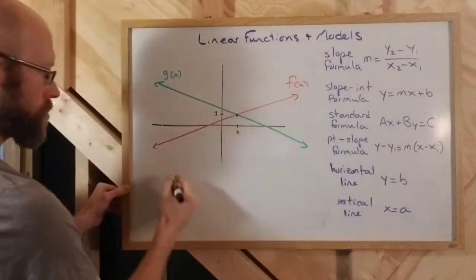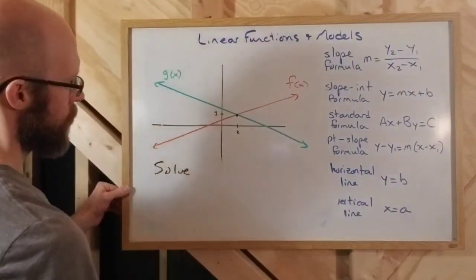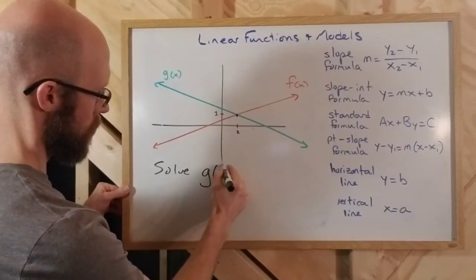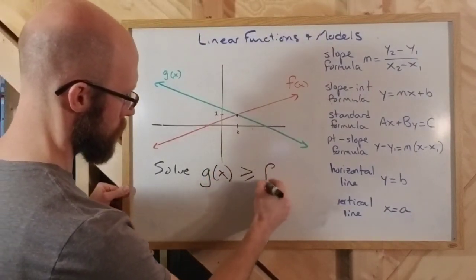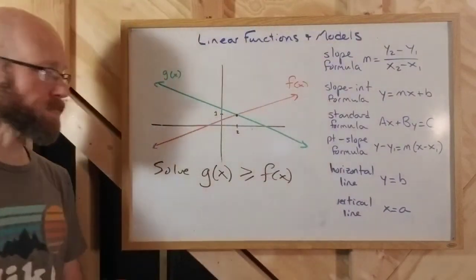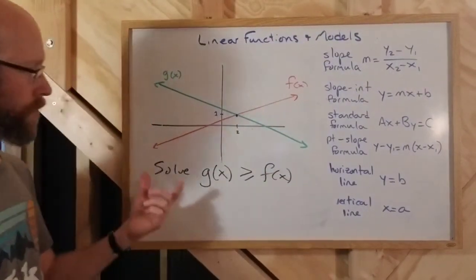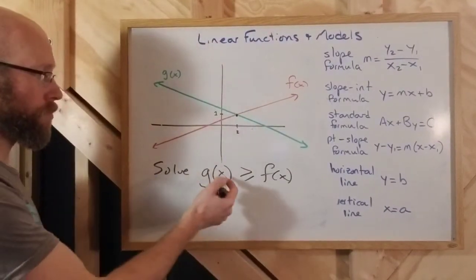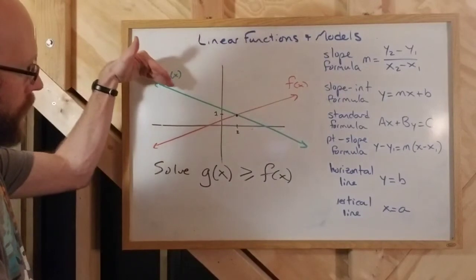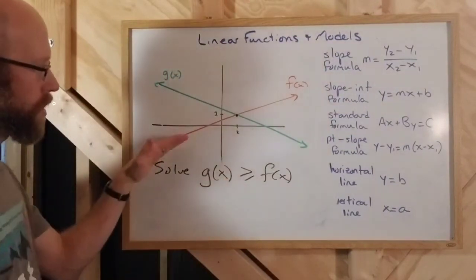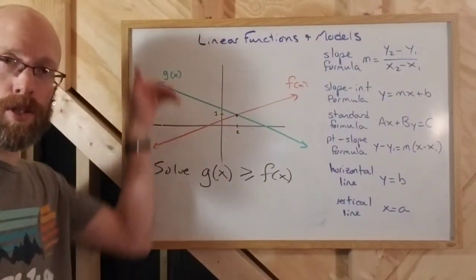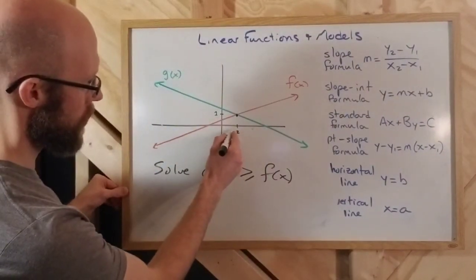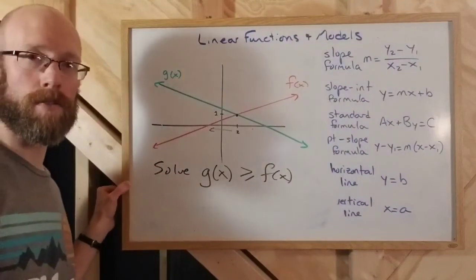I could also solve things like, I don't know, g of x is greater than or equal to f of x. Okay? Well, in this one, I'm looking for all x values, right? You're always looking for x values on these. Looking for all x values that make the g of x function higher, greater, than the f of x function, which occurs on the left here. In fact, if you started at 2, it'd be everything to the left of 2.